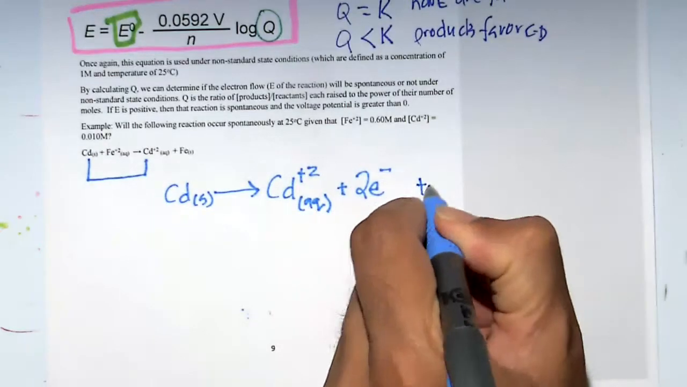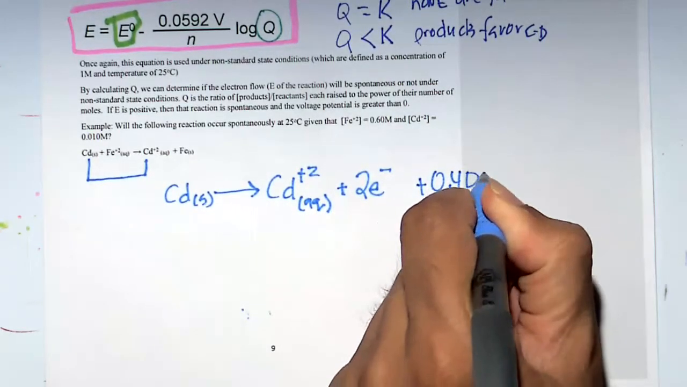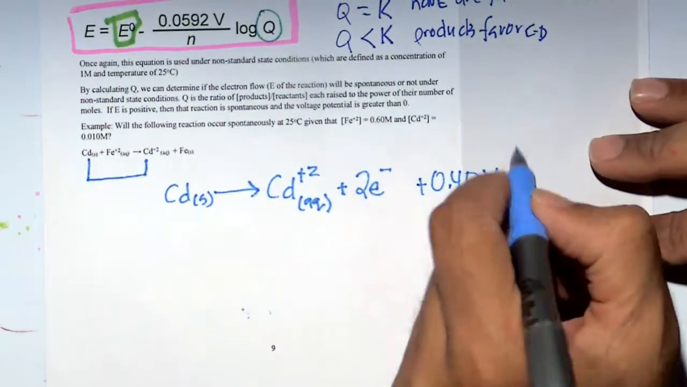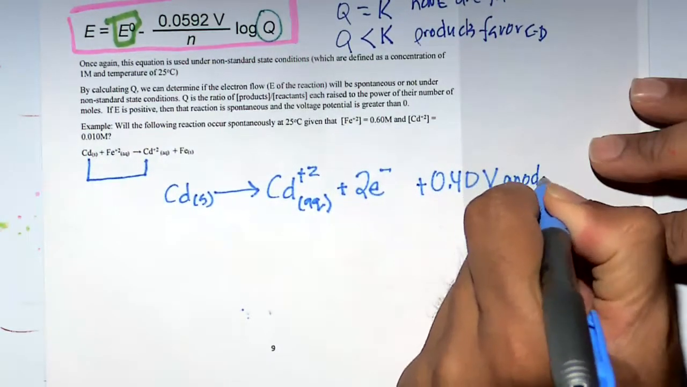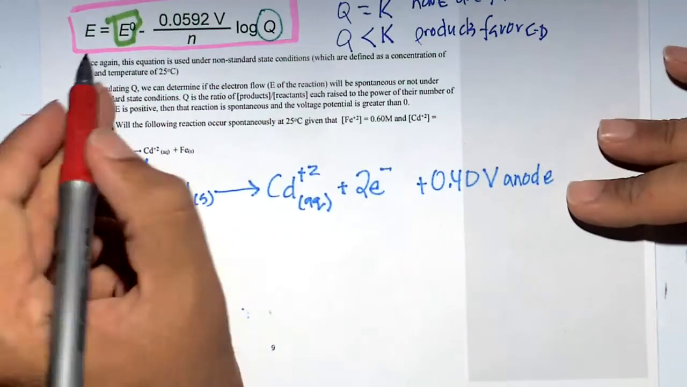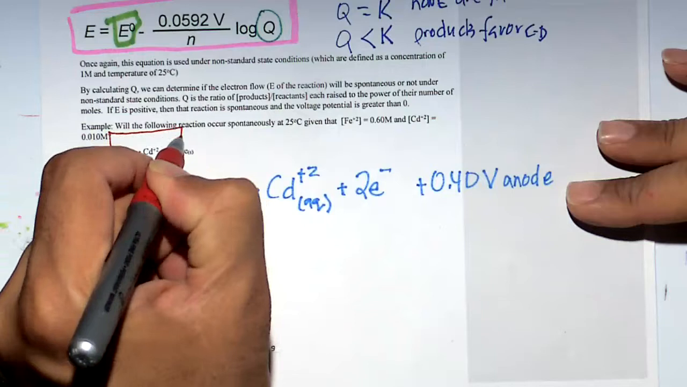Is this the anode or cathode? You lost 2 electrons. Anode. And then I'll highlight this in red. We have Fe2+ aqueous going to Fe solid.